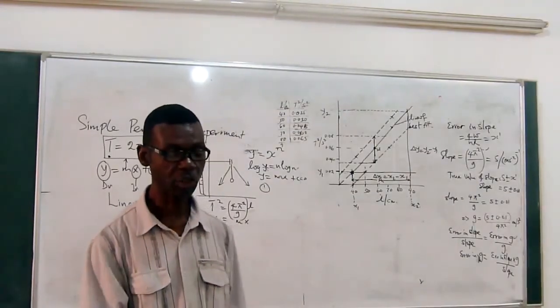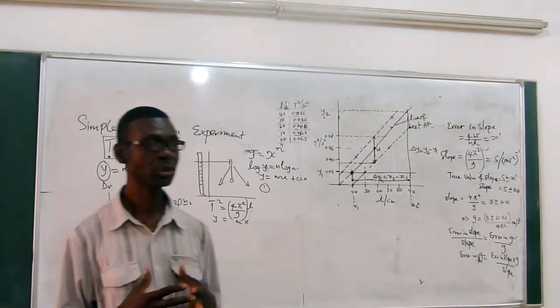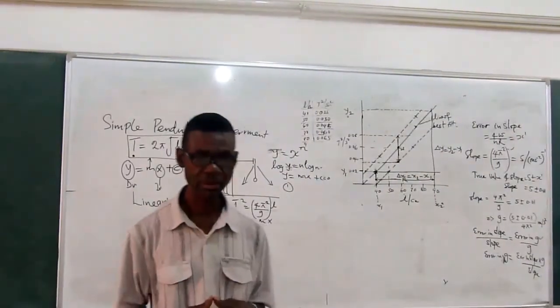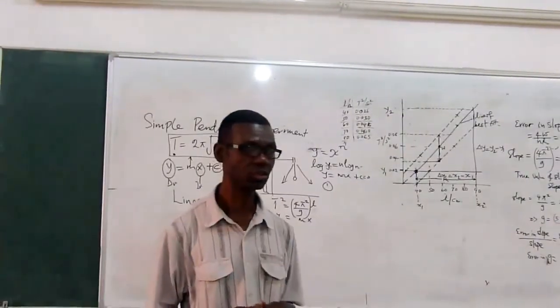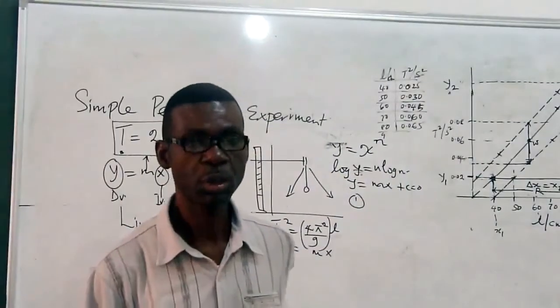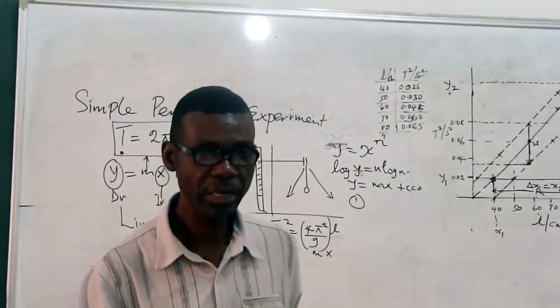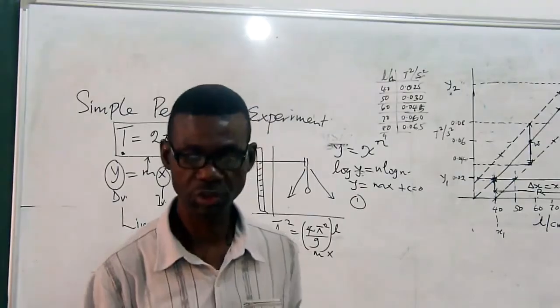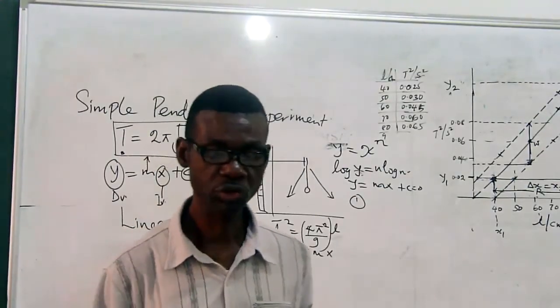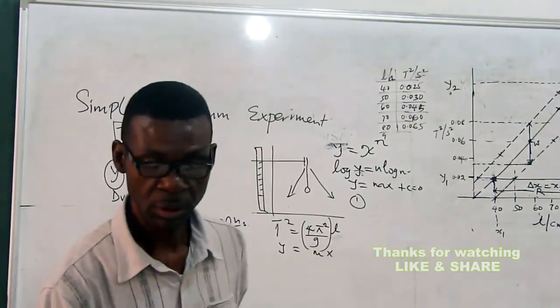You can now adduce reasons. If your g falls short of 9.8, you may adduce reasons as to why it does so. If it is more than 9.8, you can also adduce reasons and make deductions and inferences. Thank you very much.